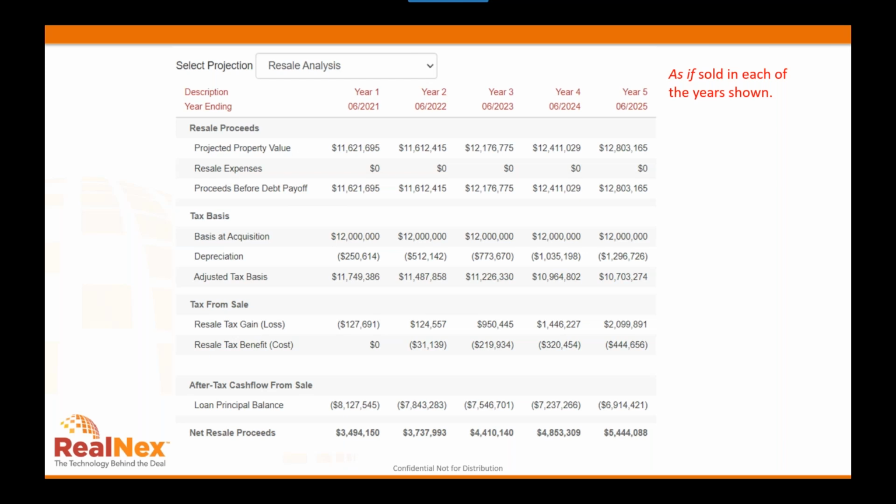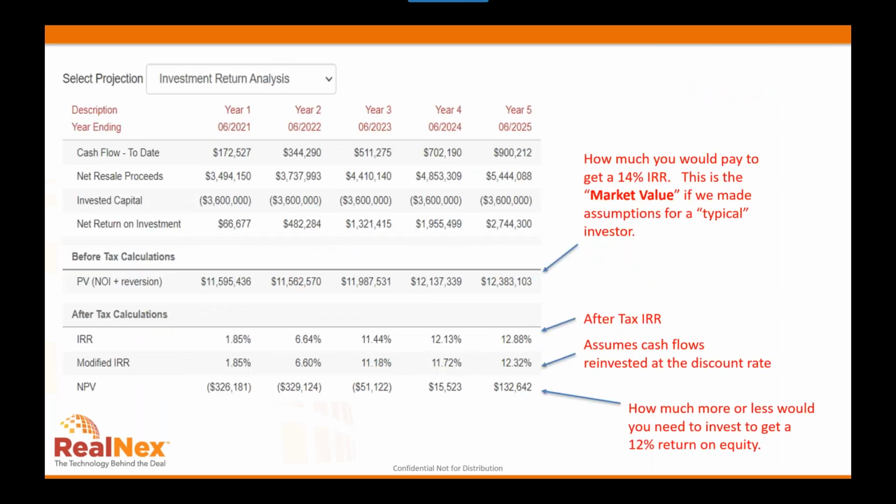And typically that would be a little bit lower in year 10 than it would be in year 5 or in year 1. In any case, what you see here is what the net resale proceeds would be if you sold it in any of these years. Obviously, you can only sell it once, but you see the analysis as if you had sold it in each of these years. We're going to focus in on year 5, though, when we talk about some of these results.